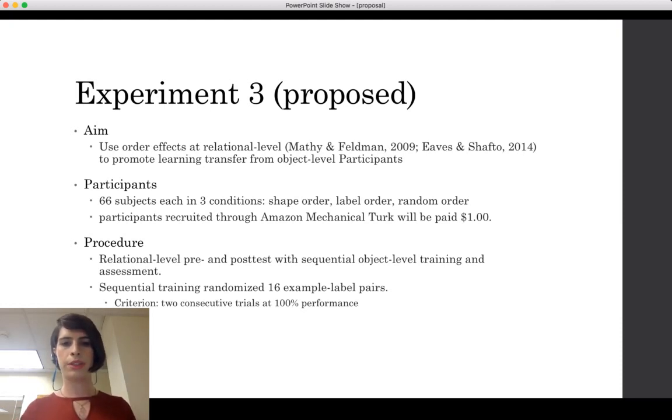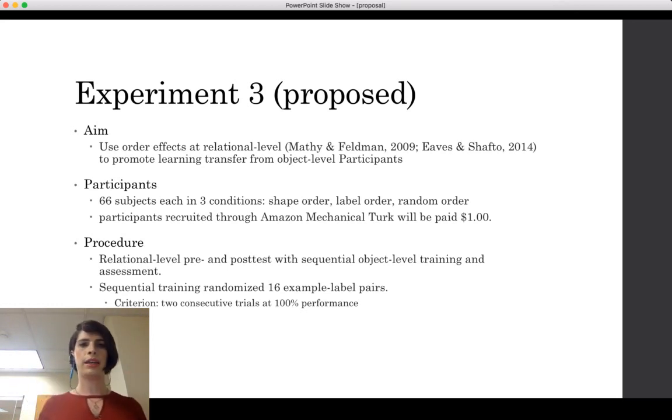But before leaving this slide, we're going to have enough participants according to as good of a power analysis as we had the data for in each of a shape order, a label order, and a random order condition. The amount of time and the payment was good for experiment 2, so I'm going to keep that.